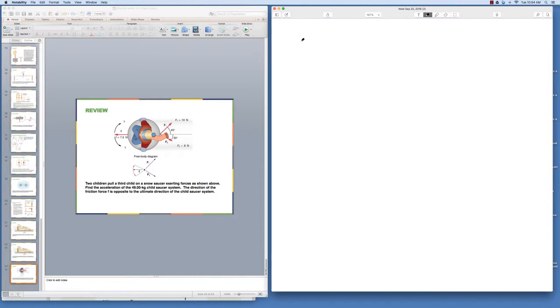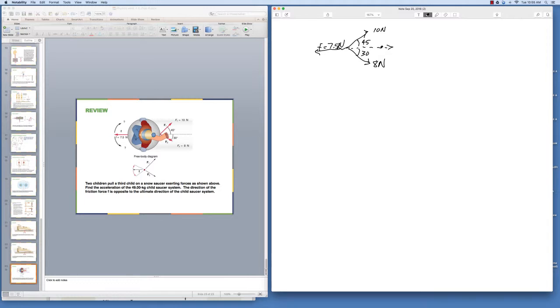I got myself a new piece of paper here. What we have is the friction force is going this way at 7.5 newtons. We got one kid pulling like this at 10 newtons. Now one kid pulling down this way at 8 newtons. The resultant is out this way. This angle is 45 and this angle is 30.